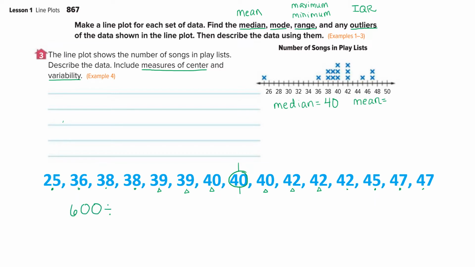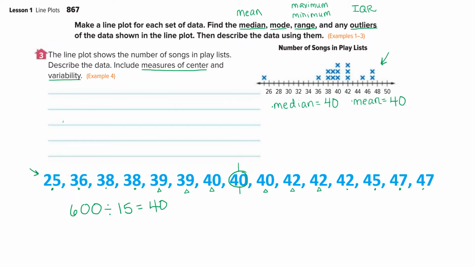Now we're going to divide 600 by the number of data values that we have. You can choose to count the numbers that we've listed here, or you can count the x's up here. Regardless, you should have 15. Now, in your calculator, do 600 divided by 15, and you will get... So the mean is also 40. So the middle number is 40, and the average is 40.